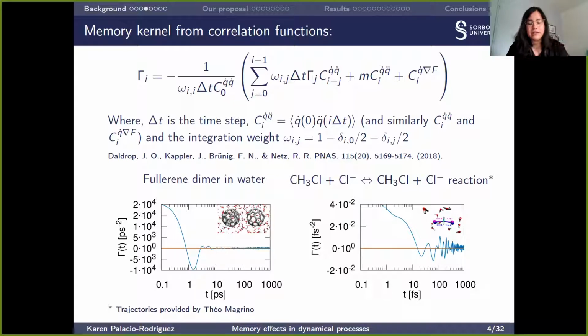On the other hand, I followed the nucleophilic substitution of chloromethane. In this reaction, you can see that we find a memory of the order of tens of femtoseconds. So you see that this memory kernel depends on the system. It's very important to take into account these memory effects, and that's why we are in this workshop.